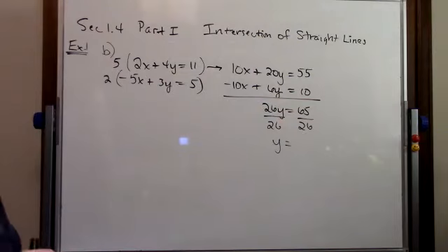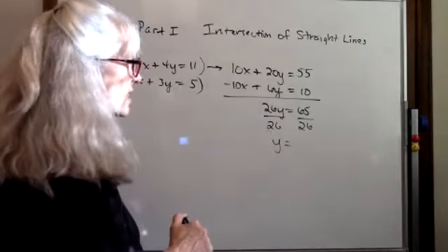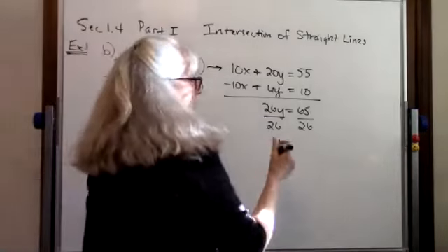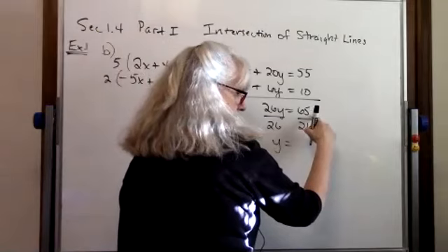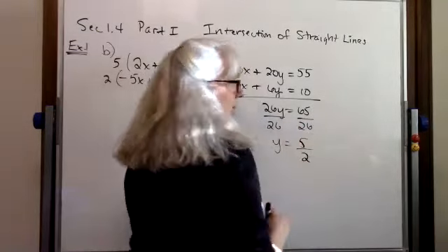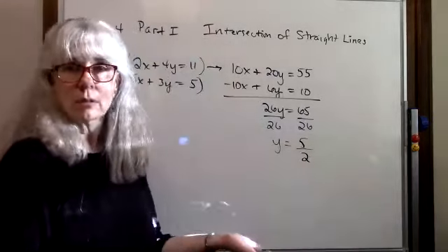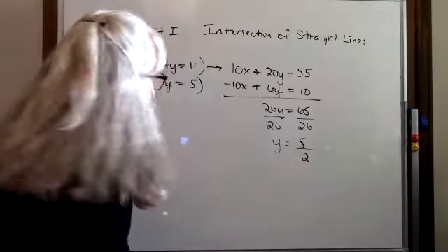Double checking my arithmetic just to make sure I'm on the right track. So we want to try and see if we can divide these out. I think they'll both divide by 13. So 65 divided by 13 is 5, and 26 divided by 13 is 2. I was reducing it in my brain and not coming up with what I wanted to. So I get y equal to 5/2. It's a fraction, which is okay. We can get fractional answers.